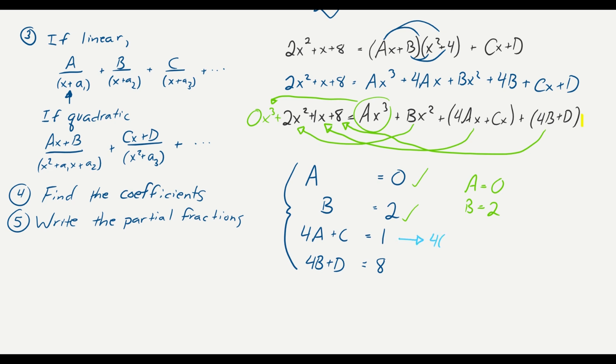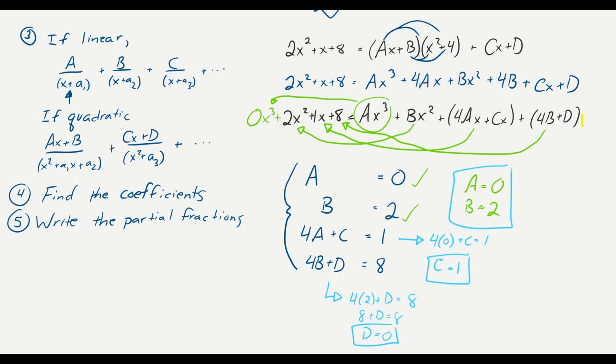This would become 4 times 0 plus c equals 1. So c is equal to 1. And then this one, 4 times b plus d equals 8, where b is 2. So 4 times 2 plus d equals 8. 8 plus d equals 8. And as you might see, that means d is 0. So there are all my coefficients.